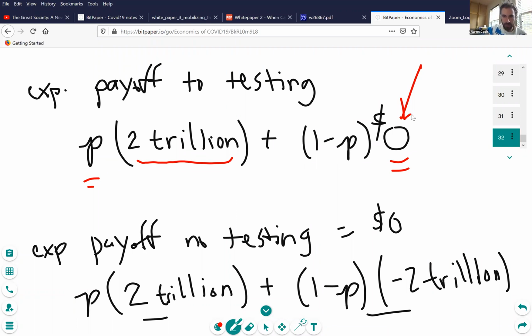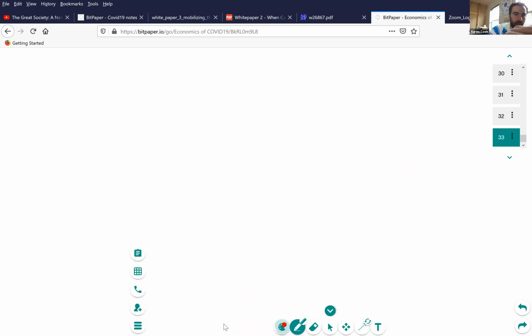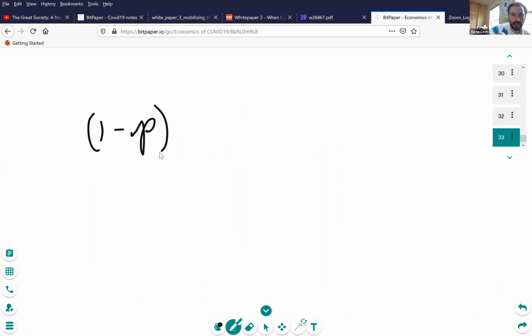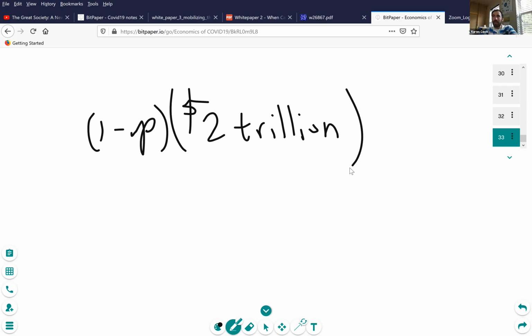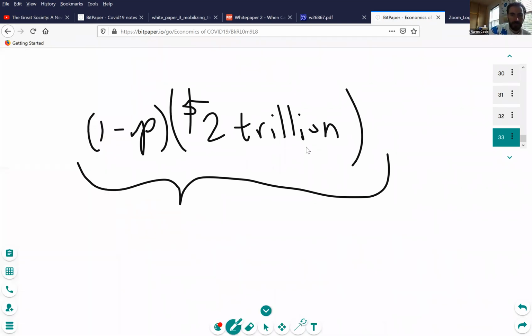So if you subtract the expected payoff to not testing from the expected payoff to testing, if you work out the math, you'll get a payoff to testing that's 1 minus the probability times basically the money that you save if you're able to do business as usual in the event that you know for sure that the mortality rate is not high. So I'm not saying that the payoff to testing is as large as this. I'm not saying it's $1 trillion, but this 2 trillion is a stand-in for the benefit of being able to do business as usual.